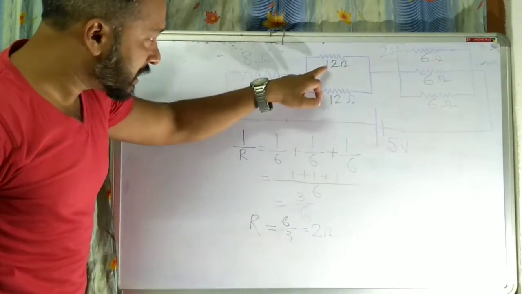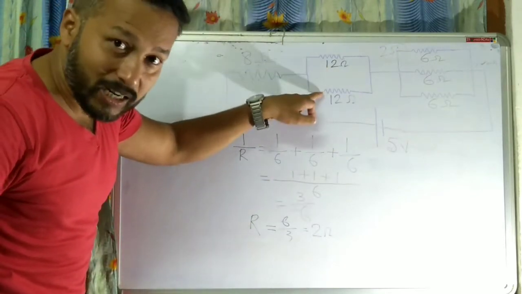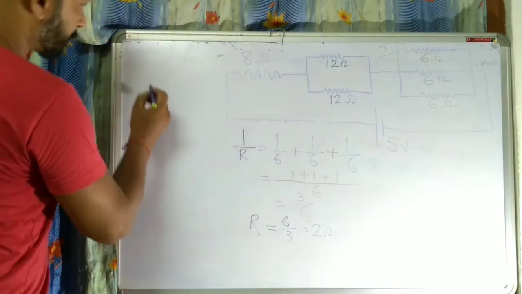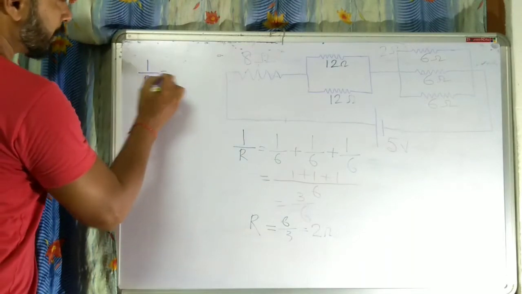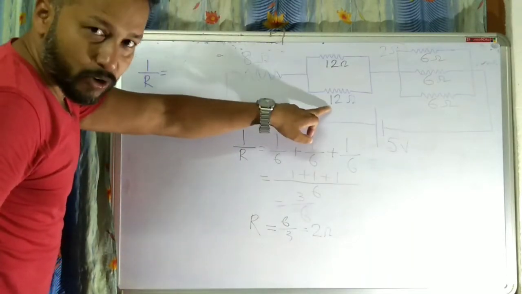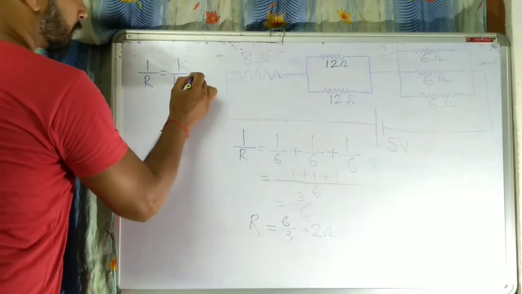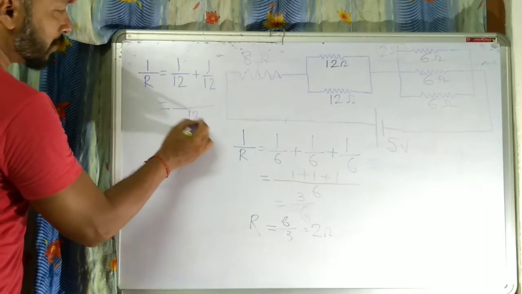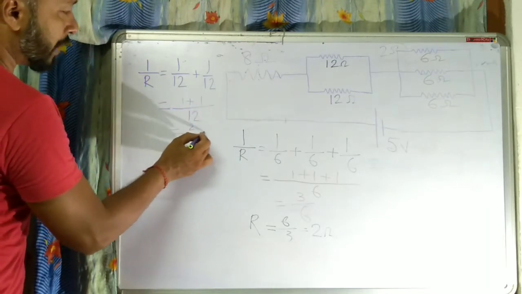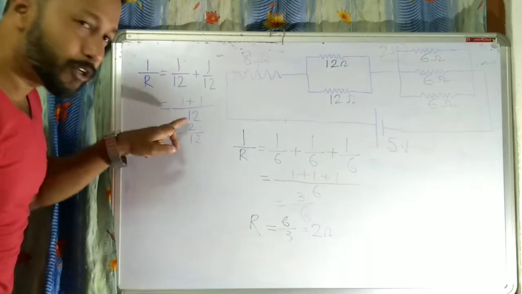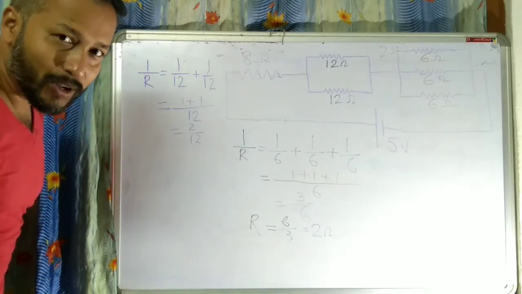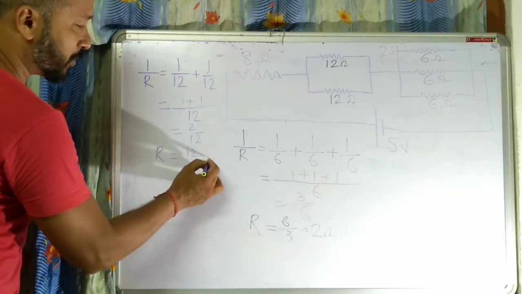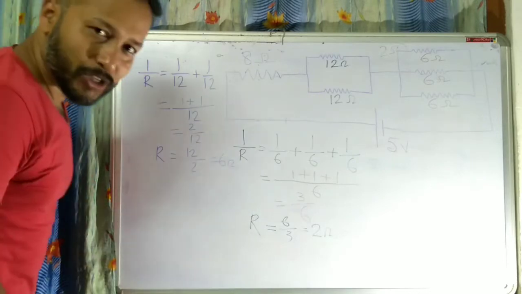Now we have to consider these two, which are also in parallel. In the same way we will take out their resistance. 1 by R equal to 1 by 12 plus 1 by 12, that is 2 by 12. So R equal to 12 by 2, that is 6 ohm. Understood?